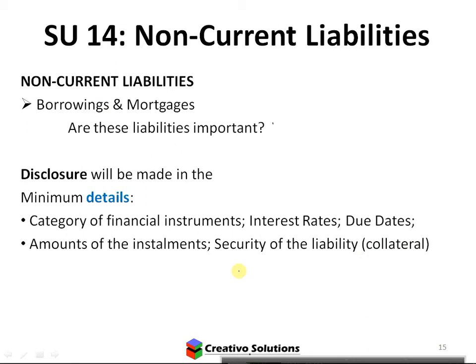Are liabilities important? Yeah, borrowing and mortgages especially. Why? What do companies use borrowing and mortgages for? They borrow money in order to pay for their machinery, because they might not have the money straight away. It's to purchase those machines and equipment and land and buildings.